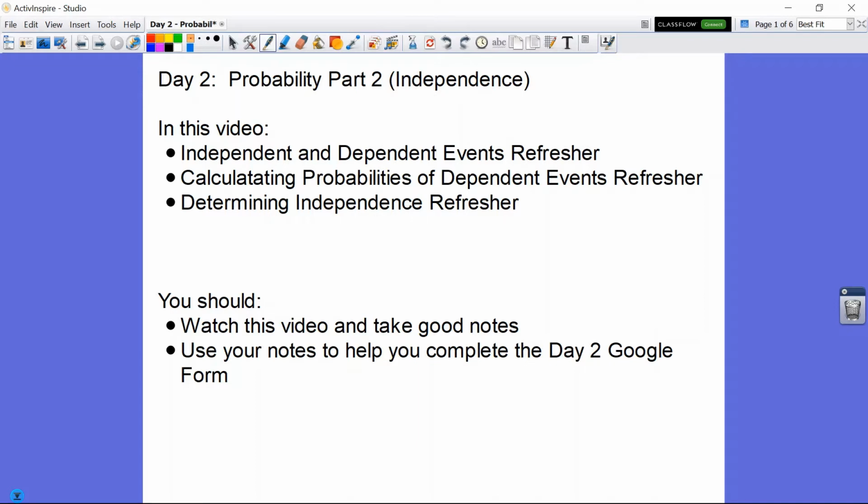Welcome to day 2. We're going to talk about probability a little bit more, but focus on independent and dependent events. So I would encourage you guys to grab some paper, take some notes, and then try day 2's Google form.